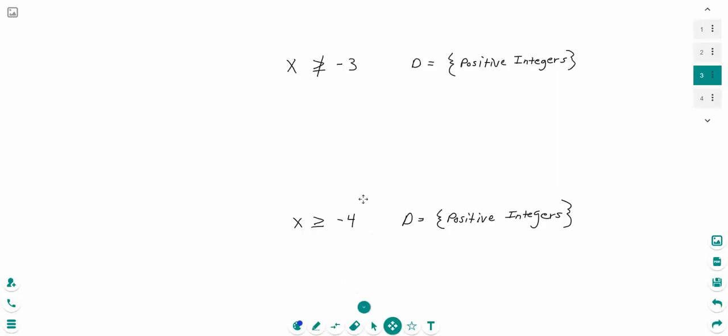Let's try a couple more. So x is not greater than or equal to -3, and the domain is the set of positive integers. Why don't you pause the video and try this one by yourself, and then we'll do it together.